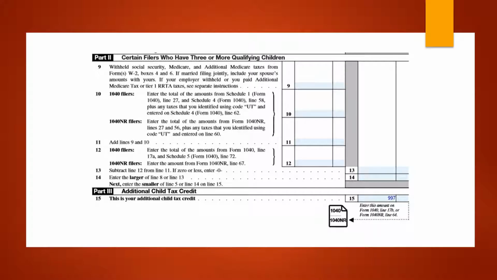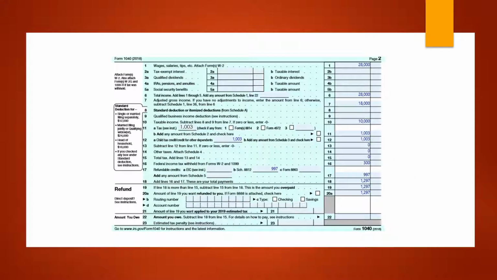From line 8, we put that amount on line 15 as the instructions tell us. So this is your additional child tax credit, which is $997. So you get the full $2,000 of the child tax credit. On line 17B, put the amount from Schedule 8812 of $997. Carry that over to line 17.